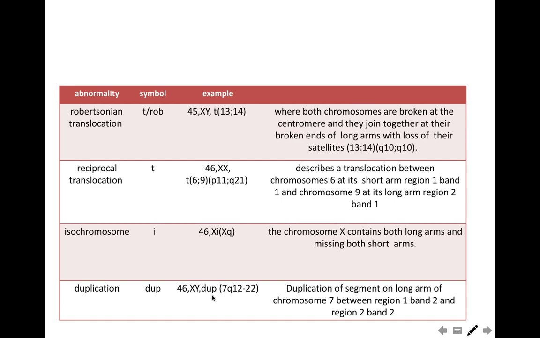بيبقى السيجمنت is duplicated. اوكي، طب ليه برضو بنوصفها هنا بالطريقة دي؟ ال duplicated segment is between the long arm region 1 band 2 and the second break is at region 2 band 2. Okay, and it is in the long arm of chromosome 7.